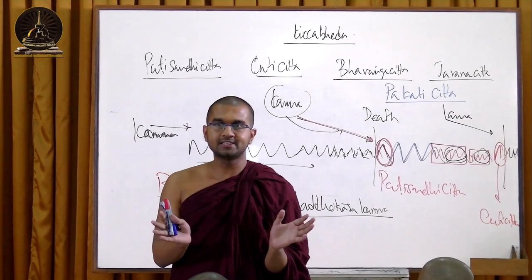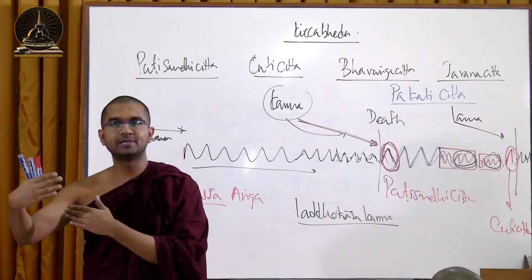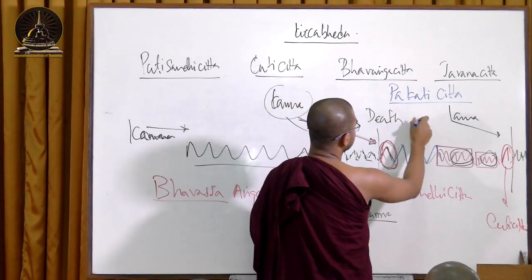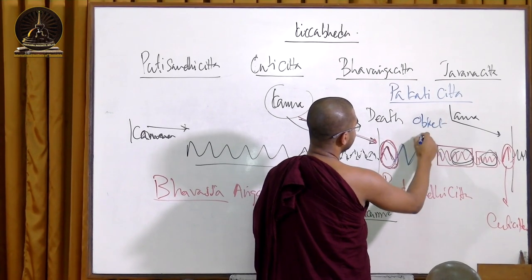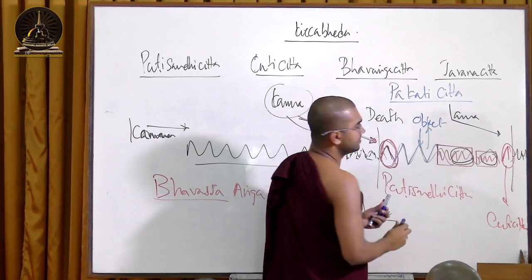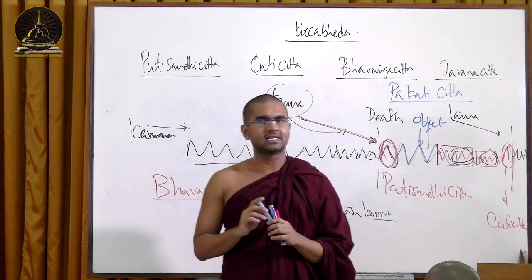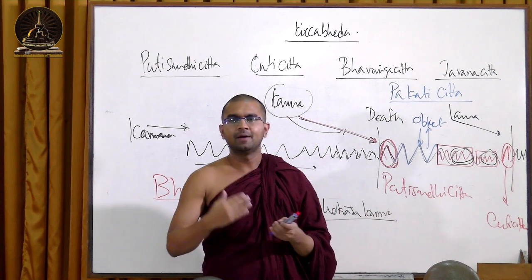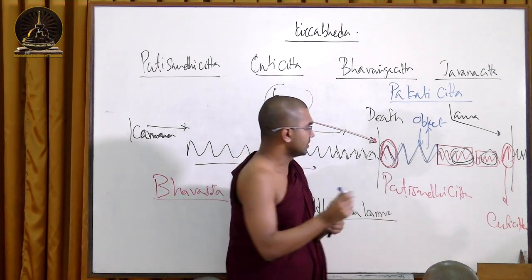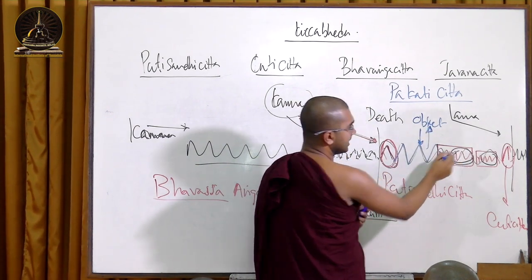So our experience is based on the secondary cittas. Why do these secondary cittas get the object? Because this object got contacted with the bhavaṅga cittas. For example, the object has contact with the bhavaṅga citta. Whatever it is, there is a certain kind of contact. It's not a physical contact. It's one kind of mental relation between the object and the mind. Because of this relationship, the secondary cittas appear.